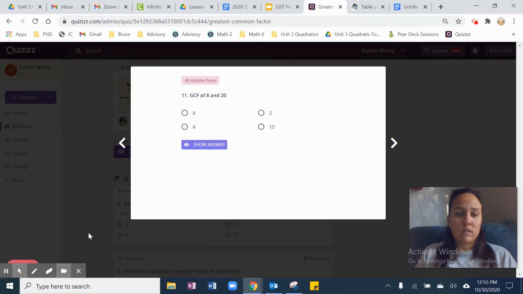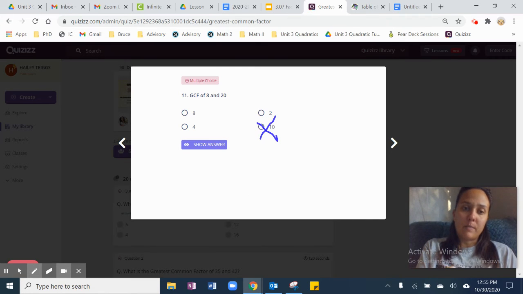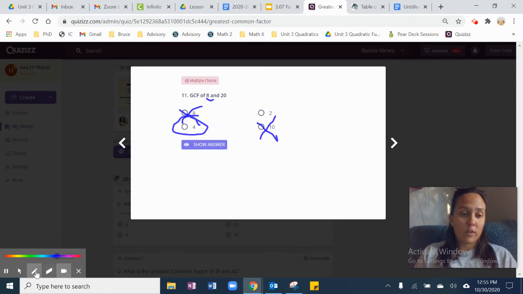8 and 20, 10. We can't start with 10 because it's bigger than 8. So then we go to 8. Does 8 go? 8 goes into 8, but it doesn't go into 20 evenly. 4 goes into 8, and it goes into 20 evenly. So 4 would have been the correct answer.